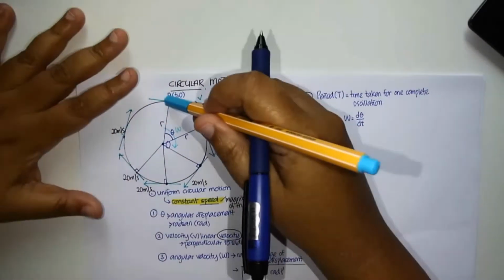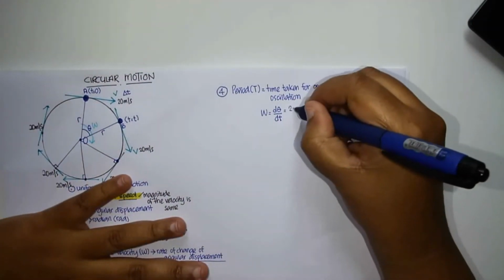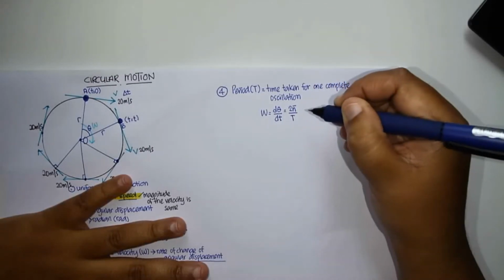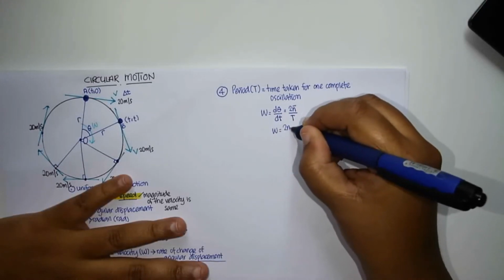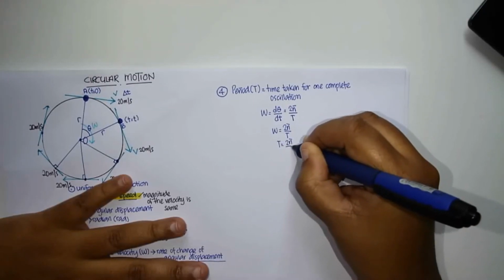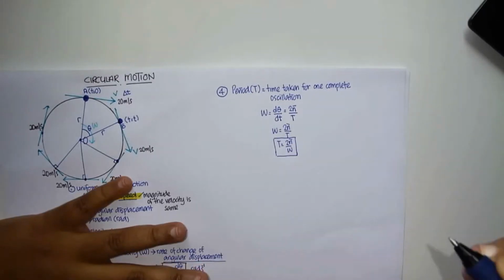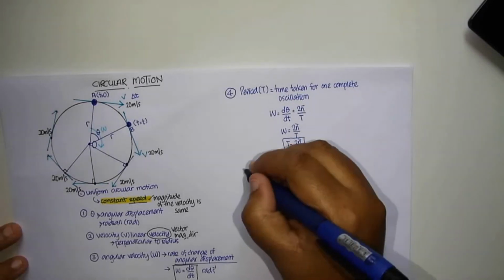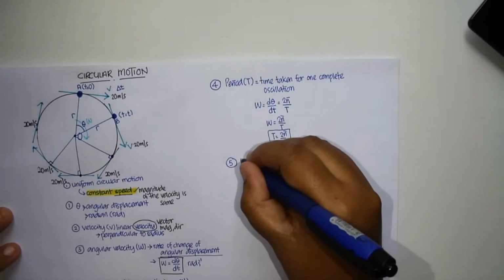So the angle for one complete oscillation will be 2 pi radian. So t is the time, the period. Therefore we can say omega equals 2 pi over t, or t is equal to 2 pi over omega. So t is in seconds. The unit is second. Okay, so number 5 is called frequency.